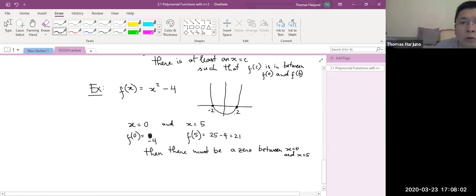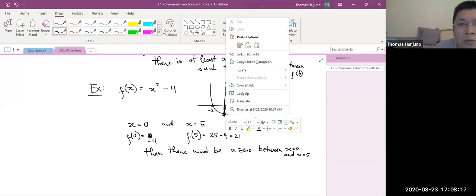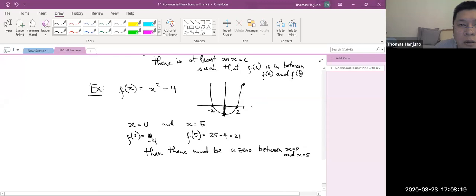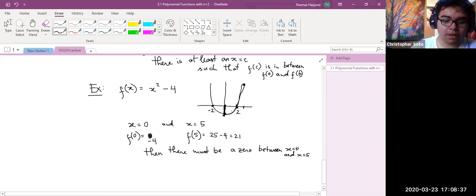So when x equals 0, the value is -4, and when x equals 5, the value is 25. Now, on the journey from x equals 0, which gives us -4, going to x equals 5, whose y is 21, somewhere in between, I must cross the x-axis. Is it okay? Yeah, okay, I see it now.